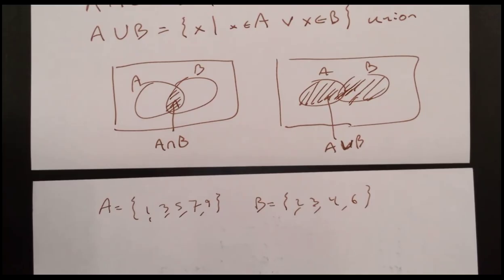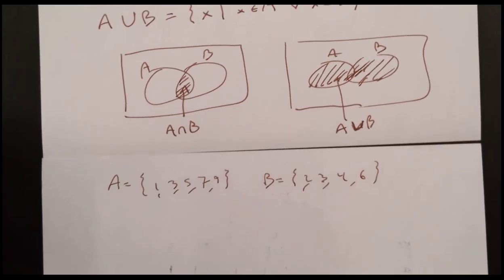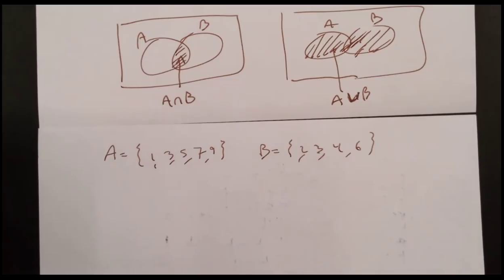Here are two sets. What's the union? What's the intersection? They're just sets of integers.